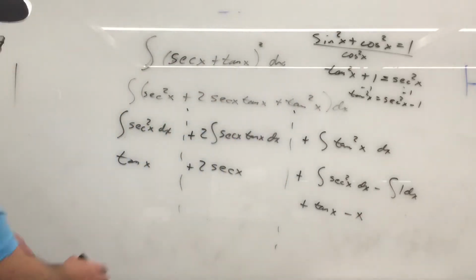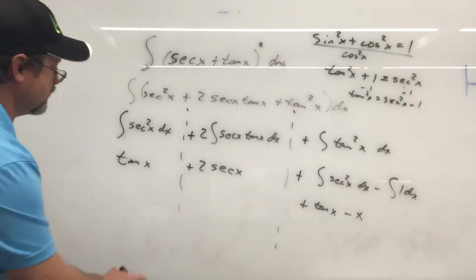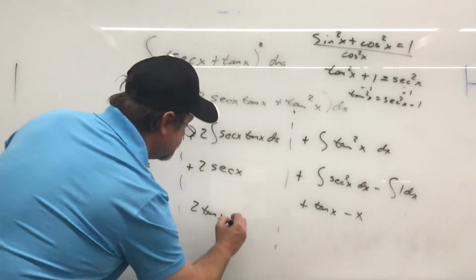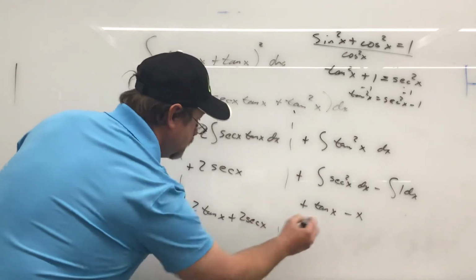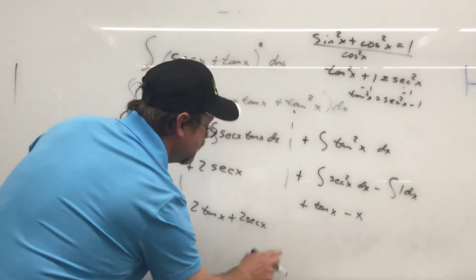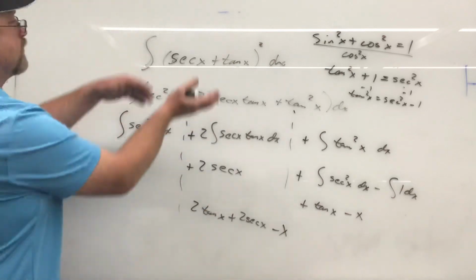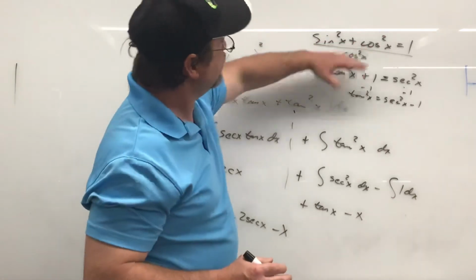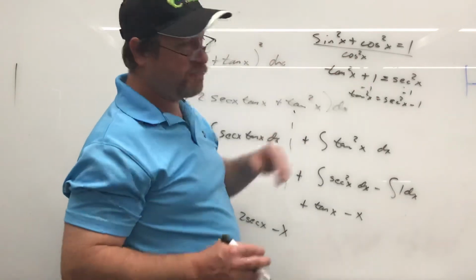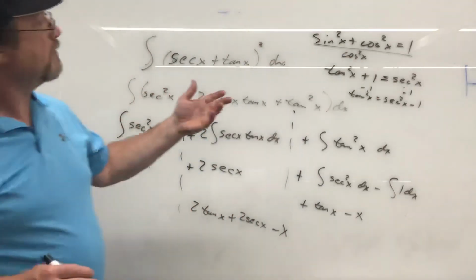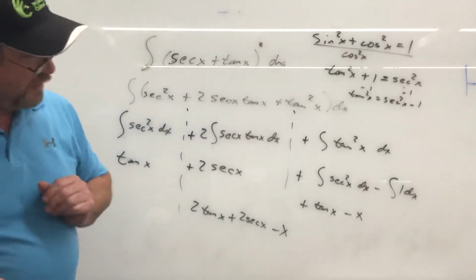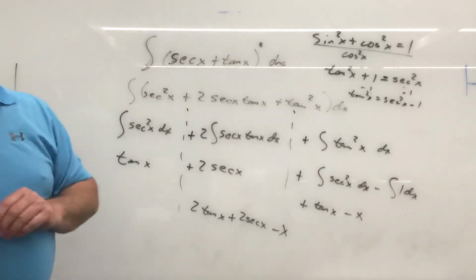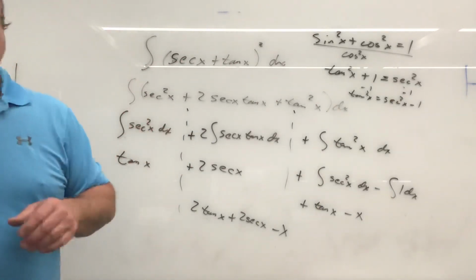And so what I end up with, if I combine like terms, tangent plus tangent is 2 tangent, plus 2 secant, minus x. And that is the integral of this thing. So utilize that trig identity: dividing by cosine squared gives you one that relates tangents and secants, and dividing by sine squared will give you one that relates cotangents and cosecants. You use that as a trig identity in order to take this to a place where you can integrate.